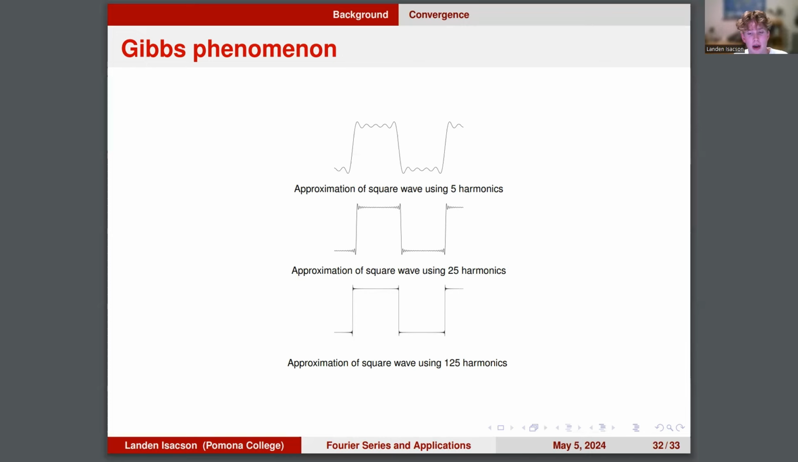When I first heard this, I thought that this might be a contradiction, but there's in fact no contradiction between the overshoot error converging to a non-zero height, even though the infinite sum has no overshoot, because the overshoot peaks move towards the discontinuity. So Gibbs phenomenon exhibits pointwise convergence, but not uniform convergence.